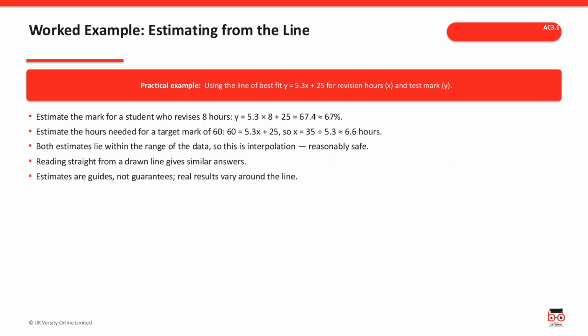Let's use that equation. y equals 5.3x plus 25. How would a student who revises for 8 hours do? Pop in 8, 5.3 times 8 is 42.4, plus 25 gives 67.4, so about 67%. Now the other way, what revision would you need for a target of 60? Set 60 equal to 5.3x plus 25. So 5.3x is 35, and x is 35 divided by 5.3, roughly 6.6 hours. Both of those sit comfortably inside the range of our data, so this is interpolation, which is reasonably safe. Just remember, estimates are guides, not guarantees.